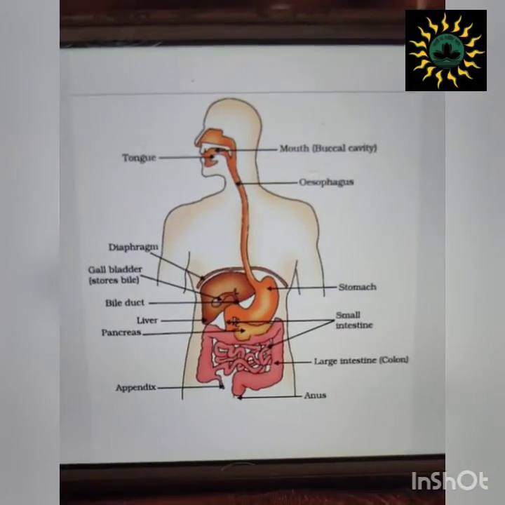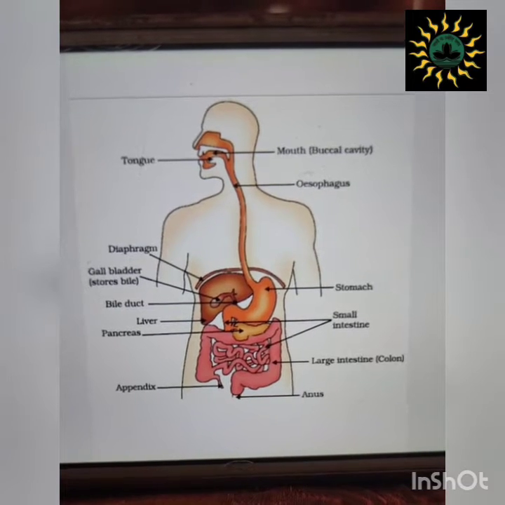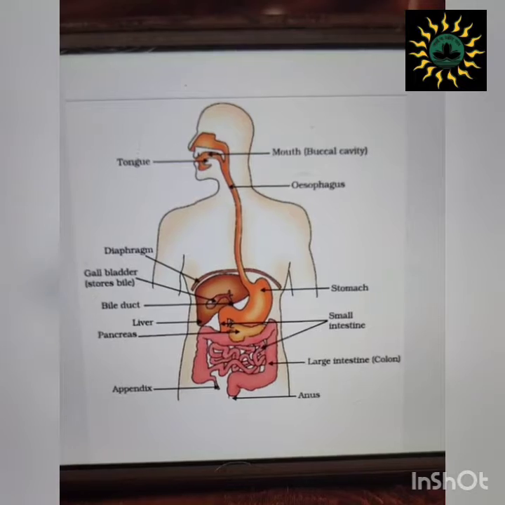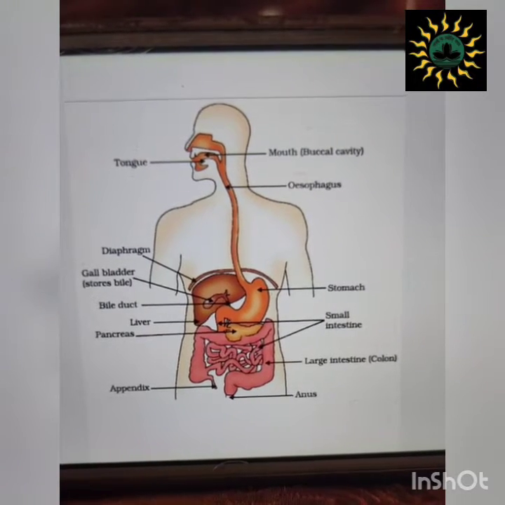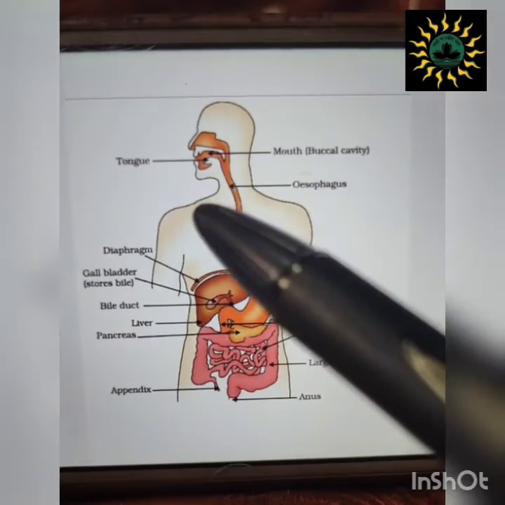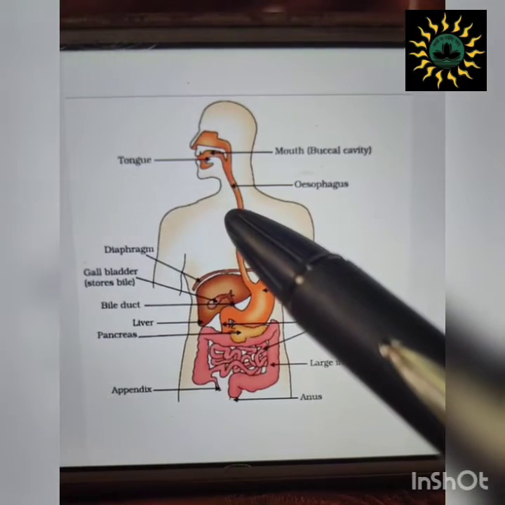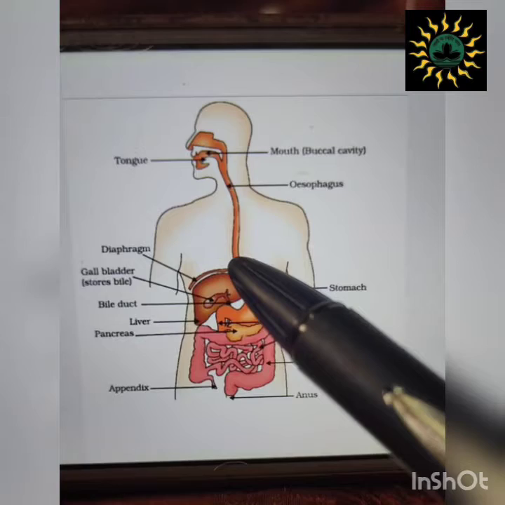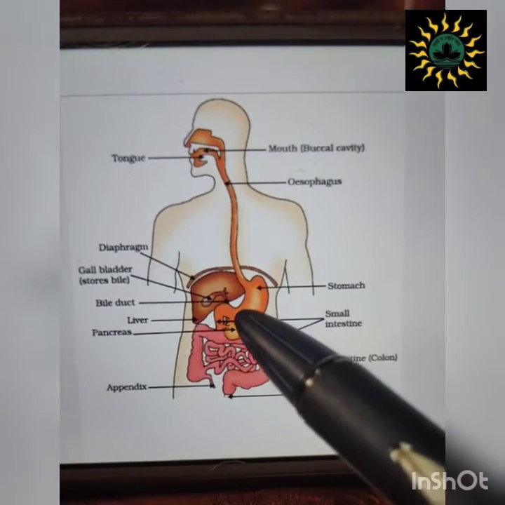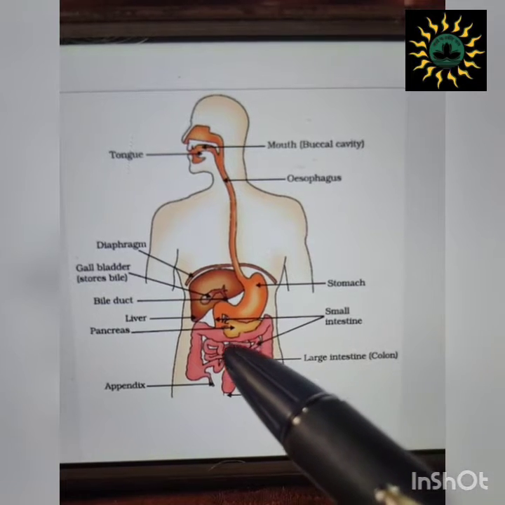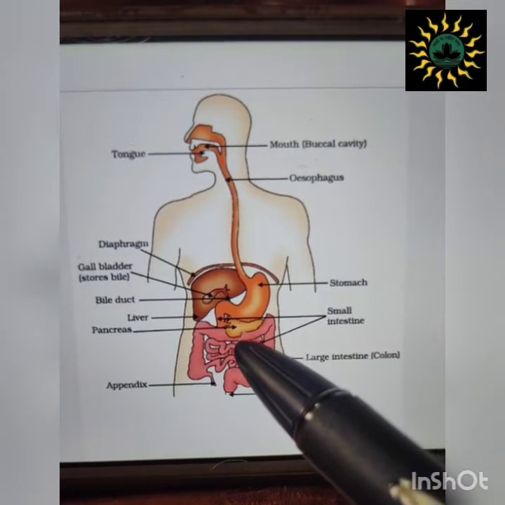Come, let's have a look at it. As I was telling you, the digestive system is made up of two different parts. One is the alimentary canal, the other is the digestive glands. Now, what is the alimentary canal made up of? From here starts the buccal cavity. The second part of the alimentary canal is the esophagus. Then it forms the stomach. Then the small intestine. You can see that's the longest part of the alimentary canal.